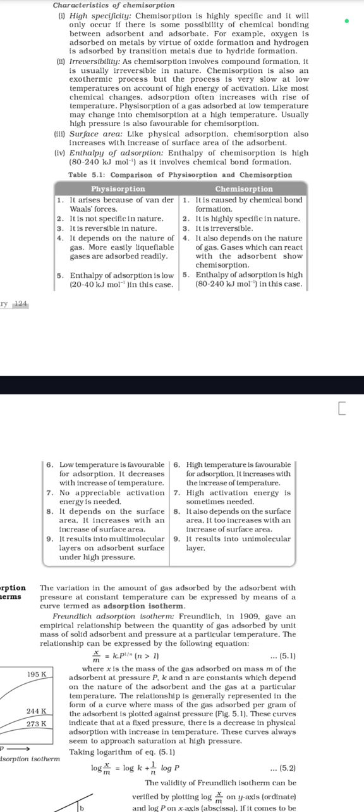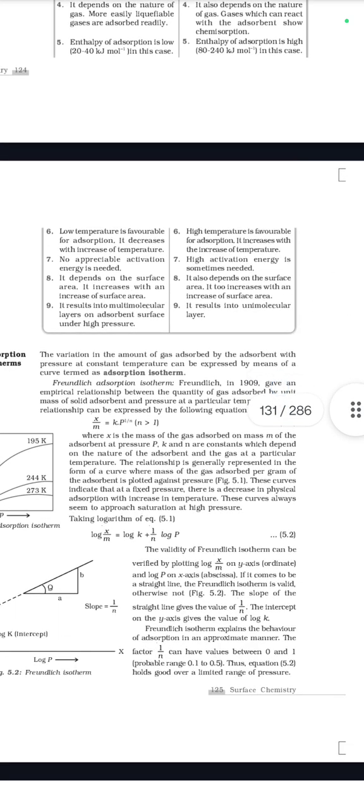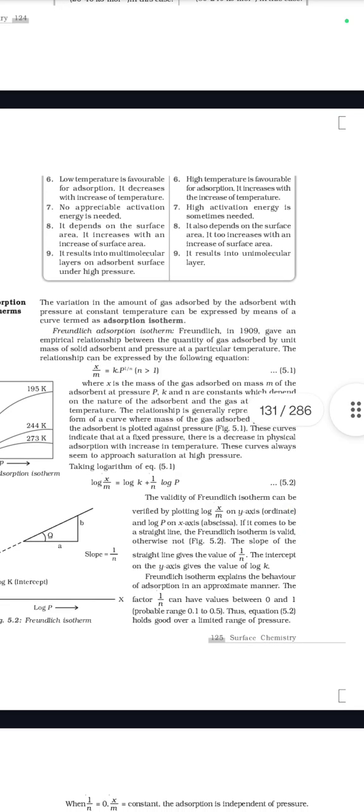Comparison of physisorption and chemisorption. Physisorption arises because of van der Waals forces. Chemisorption is caused by chemical bond formation. Physisorption is not specific in nature; chemisorption is highly specific in nature. Physisorption is reversible; chemisorption is irreversible. Physisorption depends on the nature of the gas: more easily liquefiable gases are adsorbed readily. Chemisorption also depends on the nature of the gas: gases which can react with the adsorbent show chemisorption. Enthalpy of adsorption is low in physisorption and high in chemisorption. Low temperature is favorable for physisorption, and it decreases with increase of temperature. High temperature is favorable for chemisorption, and it increases with the increase of temperature.